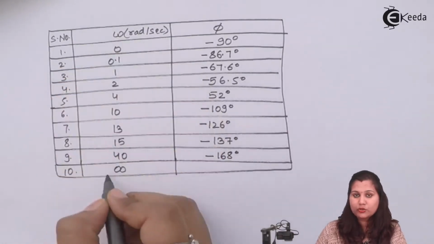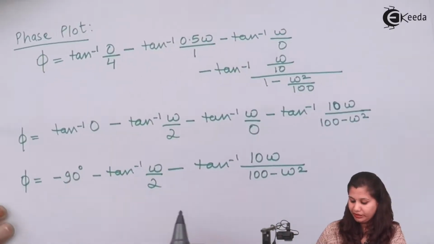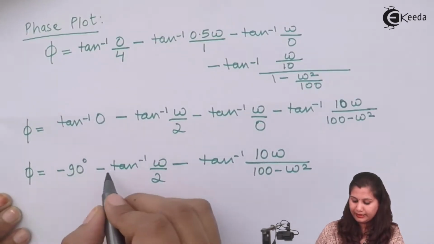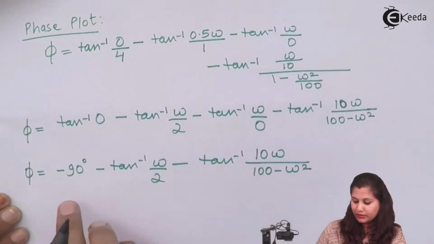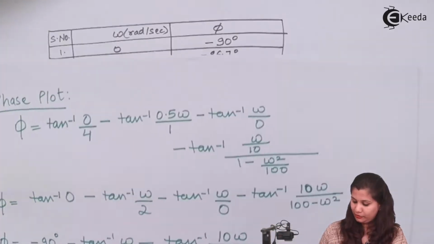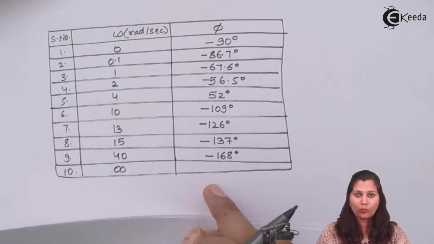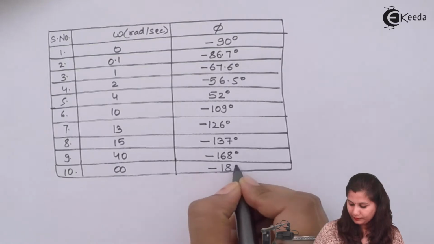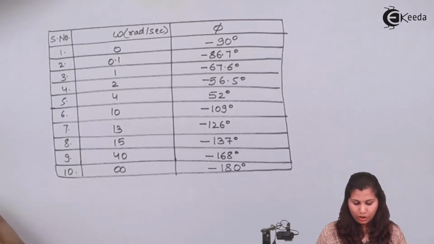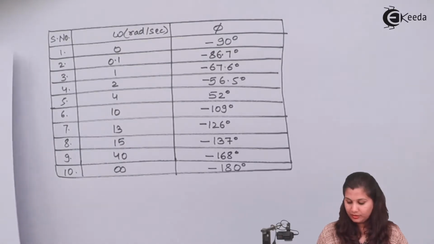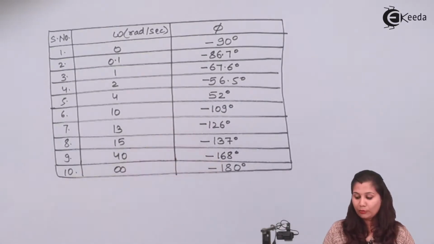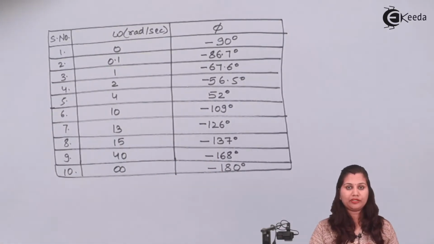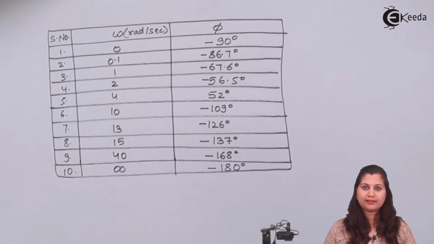Now omega equals to infinity. So omega equals to infinity, if we put here, then minus 90 minus tan inverse of infinity minus tan inverse of infinity. So it is going to become minus 90 and minus 90. So it is becoming minus 180 degree here. Okay. So we have calculated for different values of omega the phase angles. Now we are going to use this table and the table which we have made for the magnitude plot to plot a Bode plot of the system.